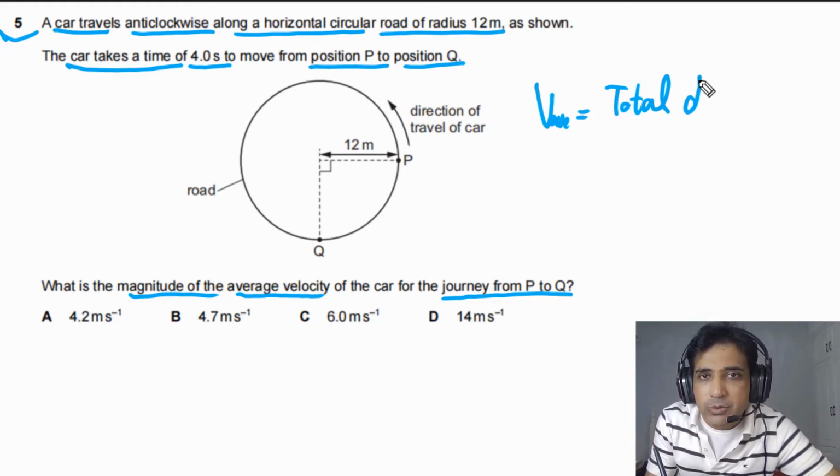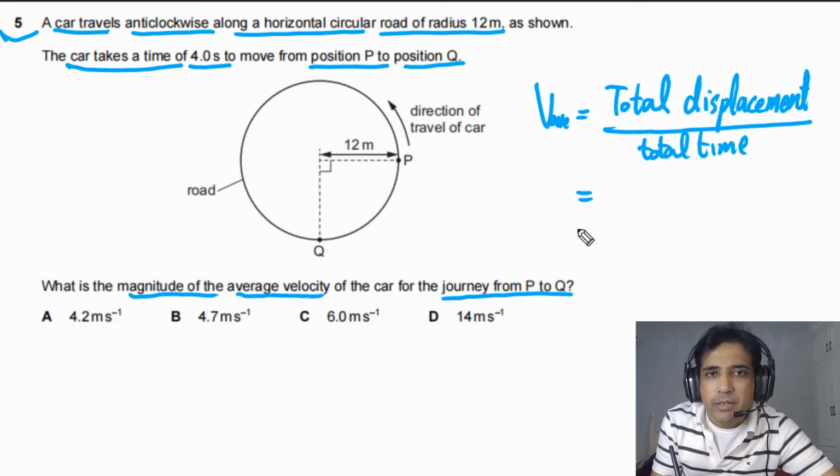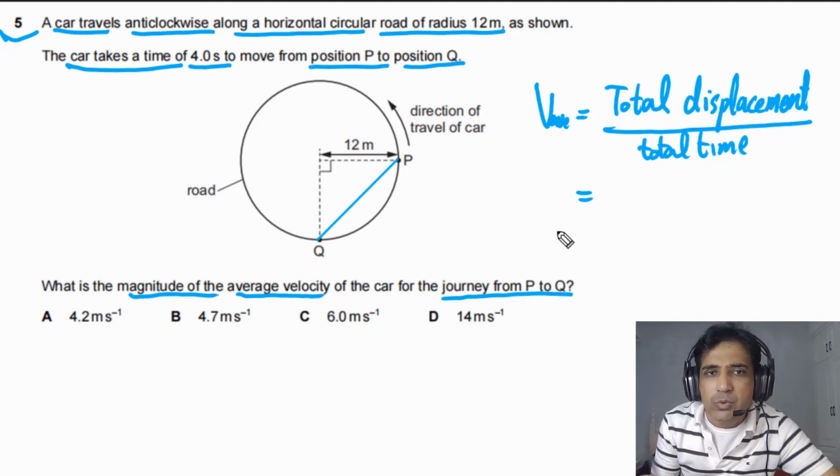So we need to take total displacement divided by total time taken. A very important point you need to understand: for the velocity, you need to take total displacement divided by total time taken from P to Q. In this case, we need to find the total displacement. Total displacement is simply the straight line joining P to Q. So we need to find this, and this is the total displacement.